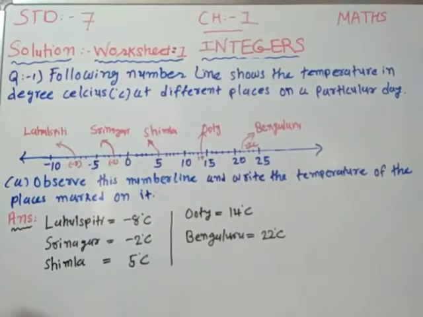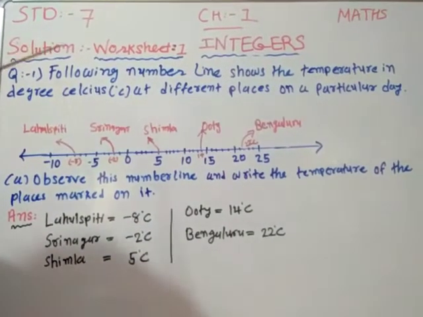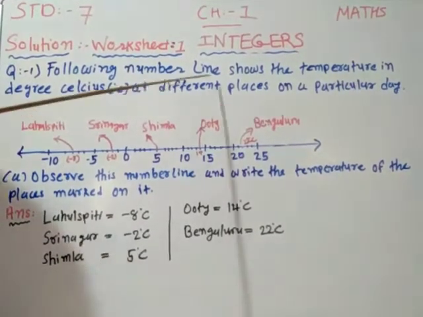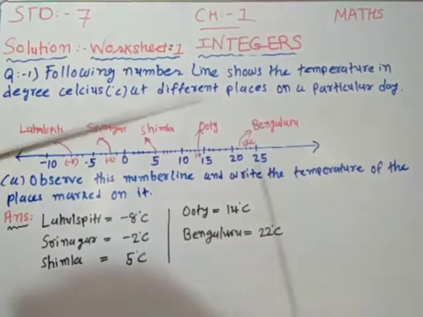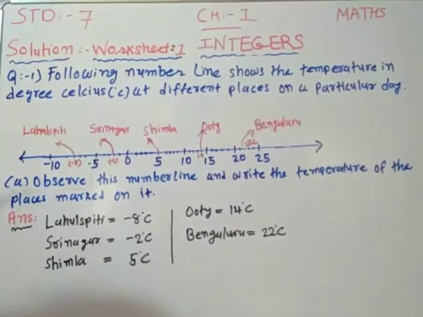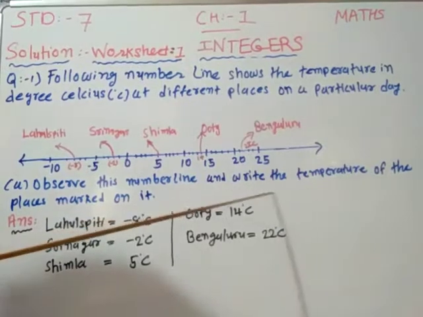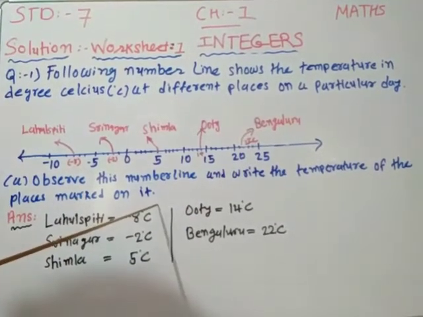Now in this session we will solve the problem sum of the worksheet 1. Question 1. The following number line shows the temperature in degrees Celsius at different places on a particular day. A. Observe this number line and write the temperature of the places marked on it.